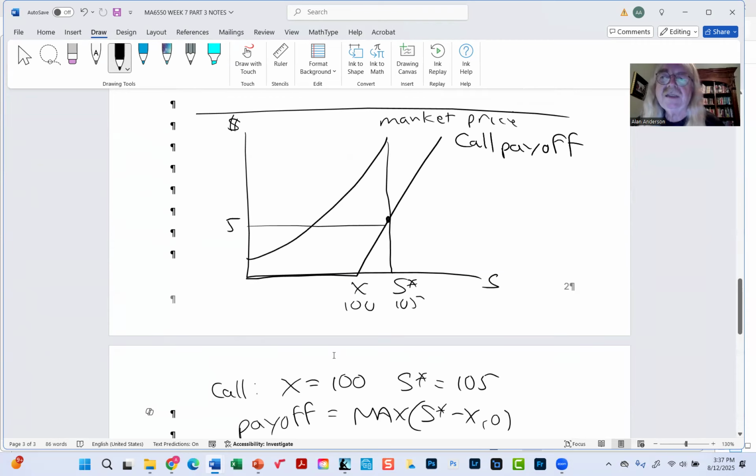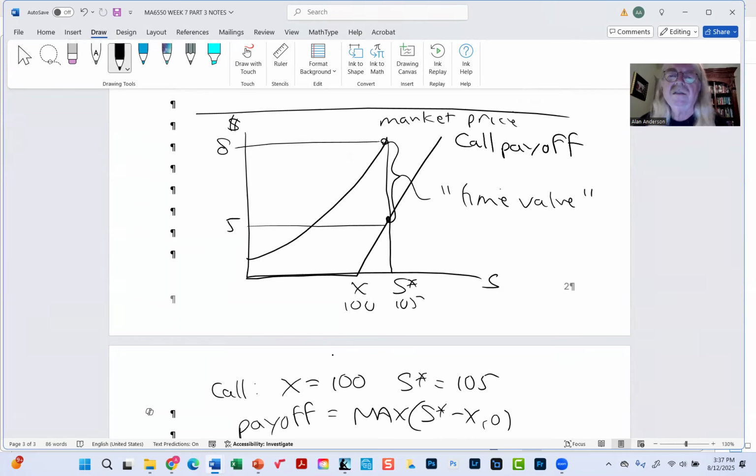Fine. So you would think that the option would sell for $5 in the market, but it doesn't. Instead, the price is up here somewhere. Let's say that's 8. So how come you're paying $8 for an option with the payoff at this point in time is only 5? Well, what you're paying for here is the option's time value.